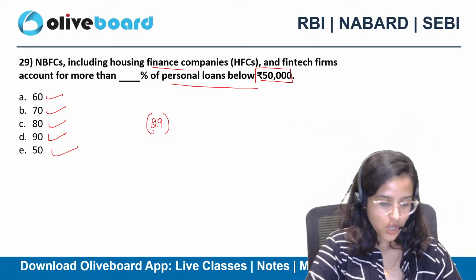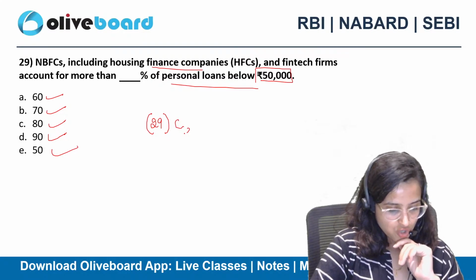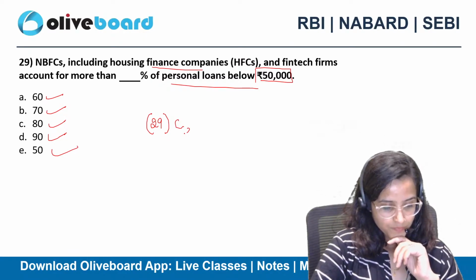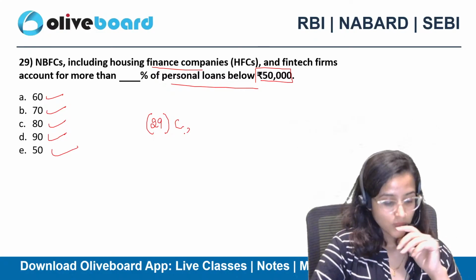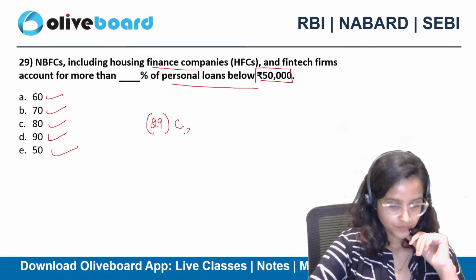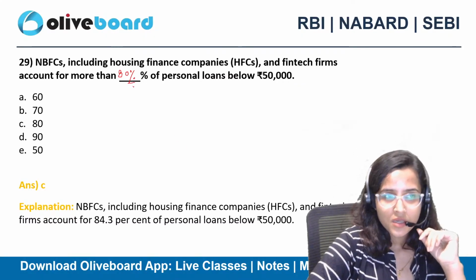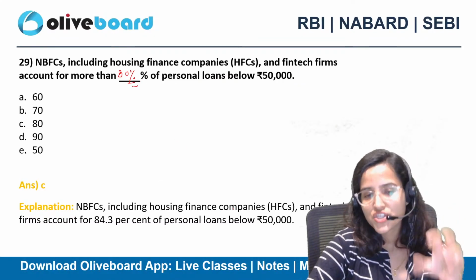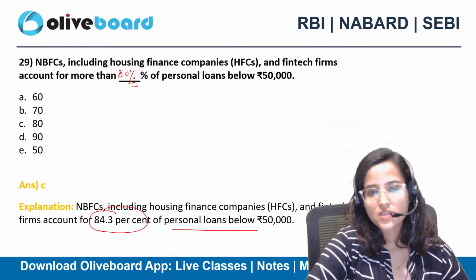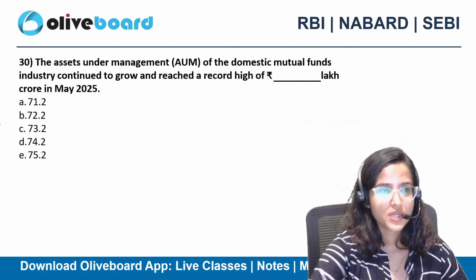Anybody? Anurag has given me C as the answer. Anybody else? Ashish, John, Abhigyan, what about you? The answer is C, which is 80%. Okay. So, NBFCs, including HFCs and fintech firms, they account for 84.3% of personal loans below 50,000. So, approximate answer over here is 80%.